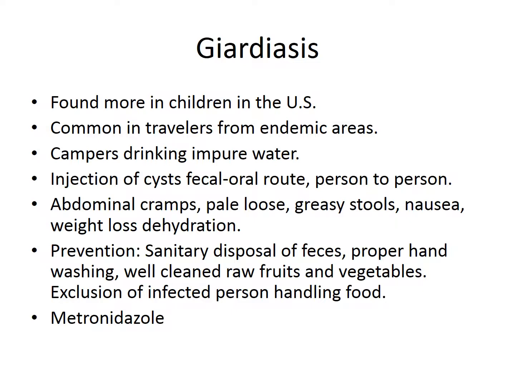And actually the individual gets really sick: abdominal cramps, pale, loose, greasy stools, nausea, weight loss, dehydration. Although they say that you don't really see it much in the United States, you do see it. Another way that people can acquire it is through wells. So it's very important, if you are acquiring your water through a well, that it be checked on a regular basis for any bacteria or any infection that may be growing inside of the well, so that it can be treated.